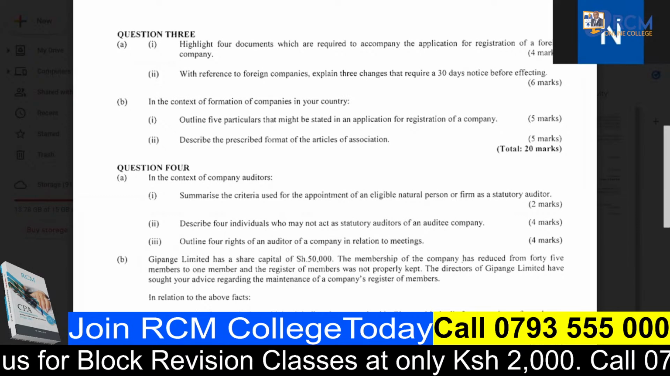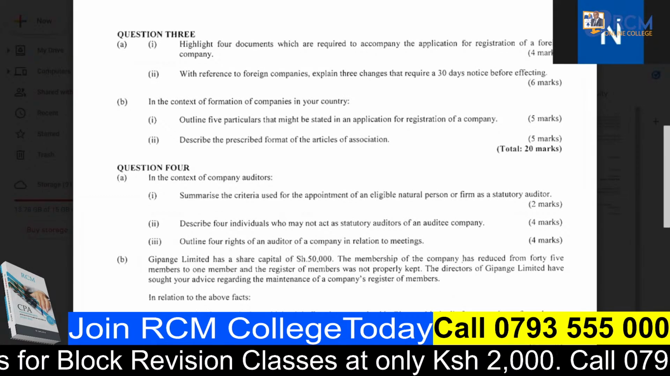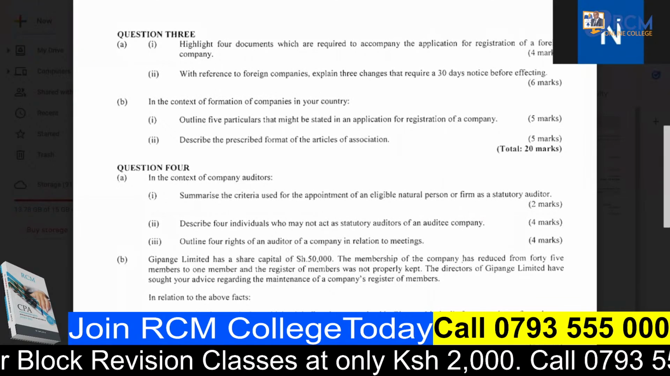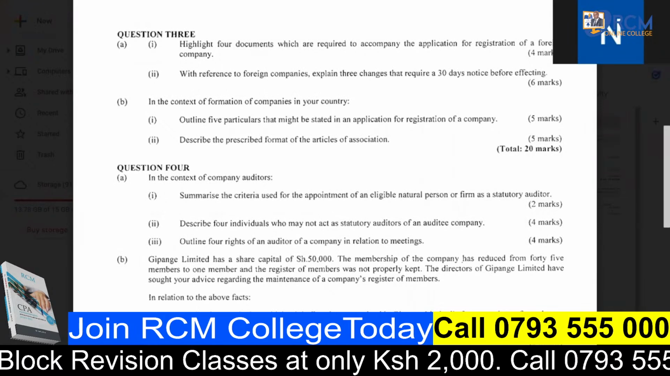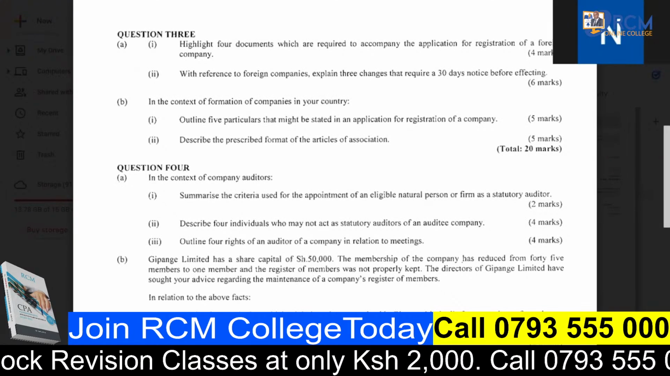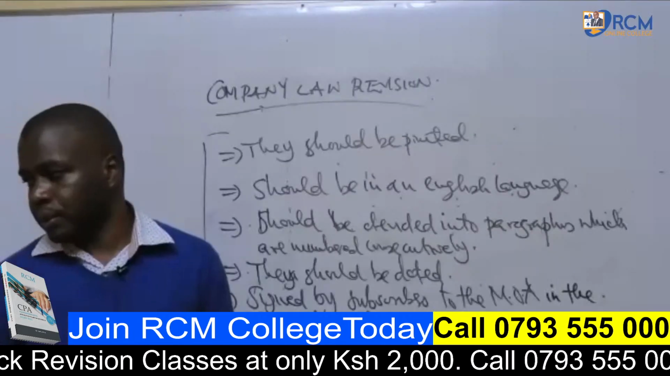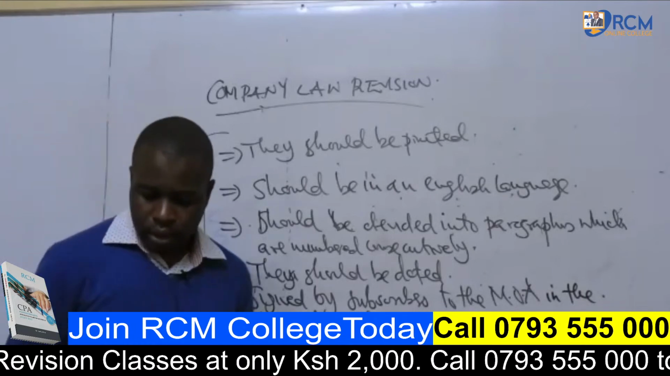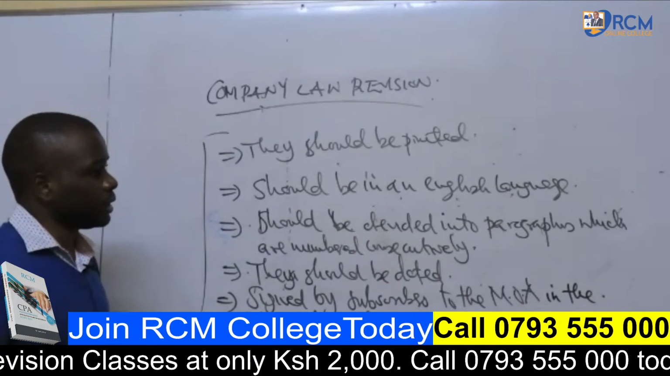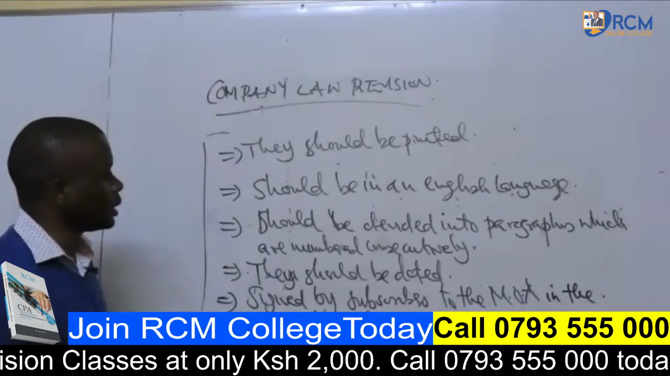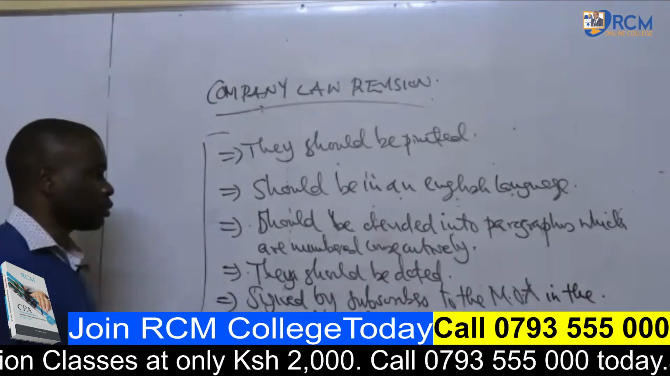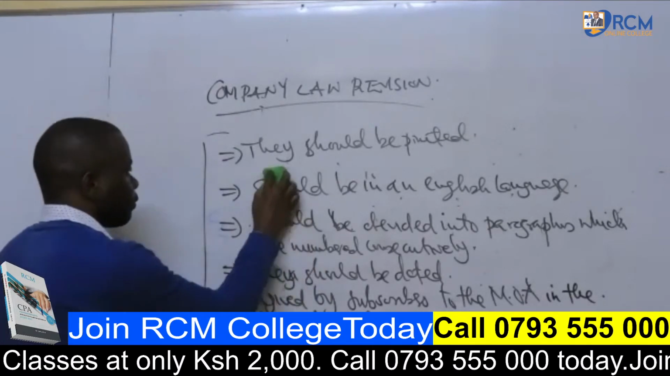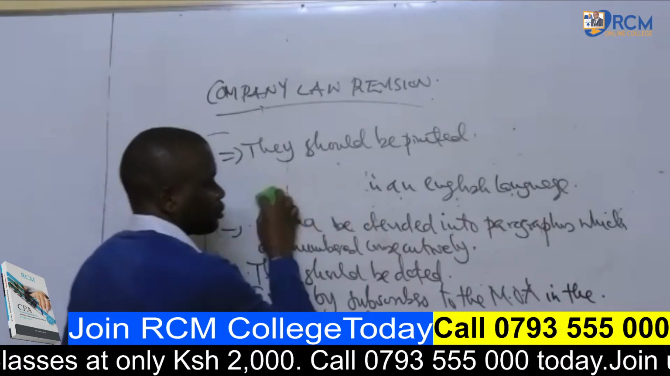So these are the formats under which you prepare your own articles to present to the register of companies to seek registration of the company. This particular question was from formation of companies, which is a very key topic. I hope you've been able to capture all of them: the prescribed format of an articles of association.